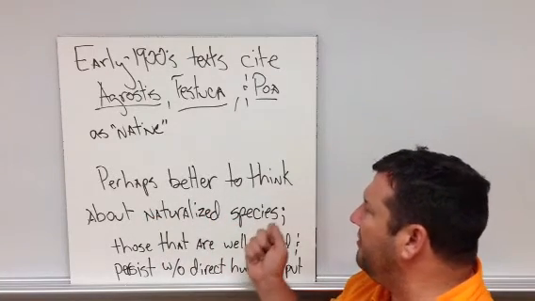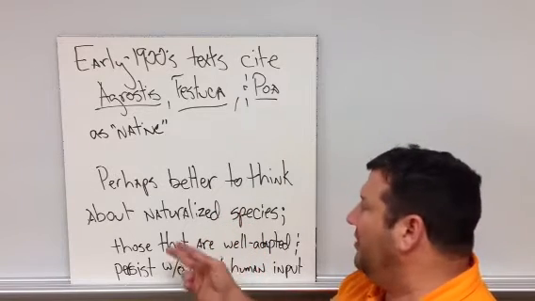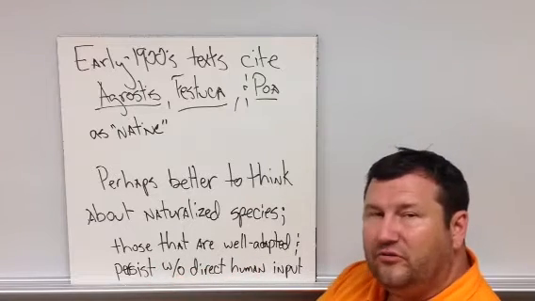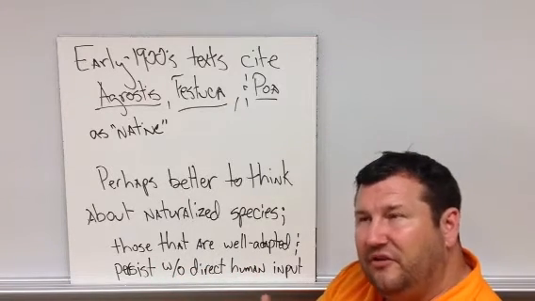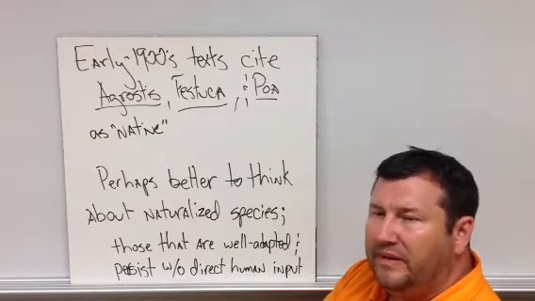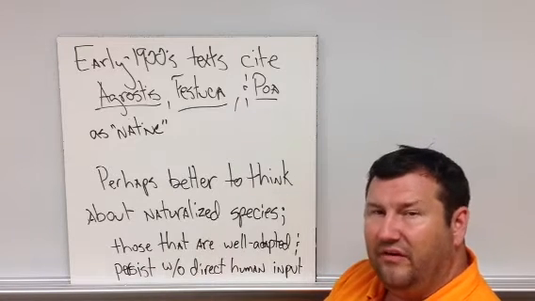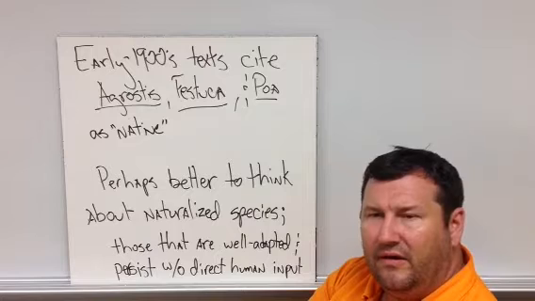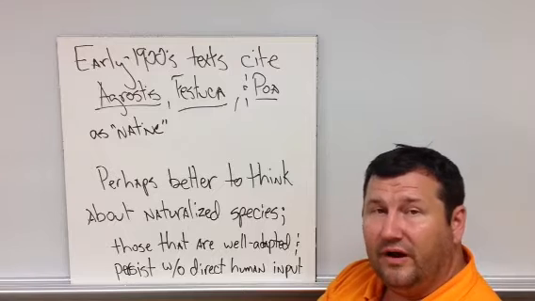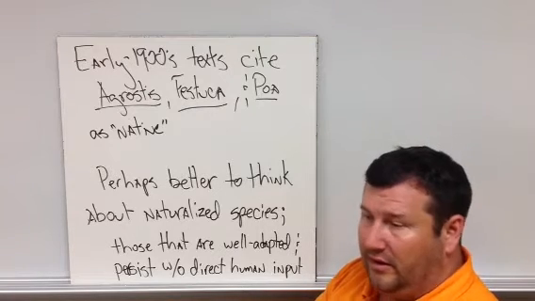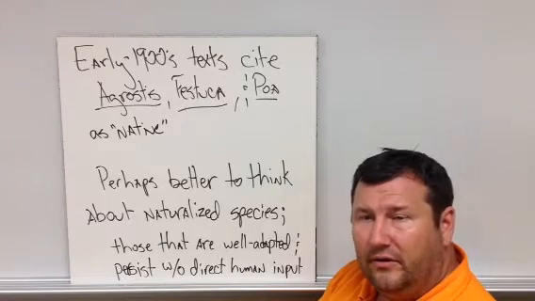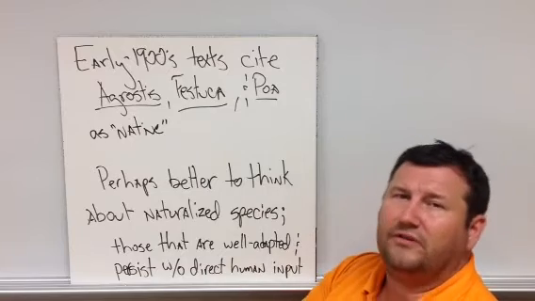So perhaps it's better to think about, rather than native species, what we might call naturalized species, or in other words, those that are well adapted and persist without direct human input, because that's a better working definition for what we're talking about when we think about species that are able to maintain themselves, that don't require a lot of babysitting by humans. In other words, a naturalized species would be something that could grow in the environment without a whole lot of human input. In our area here in Knoxville, Tennessee, if I brought a banana plant here, I would have to do a lot of extra work to keep that alive.